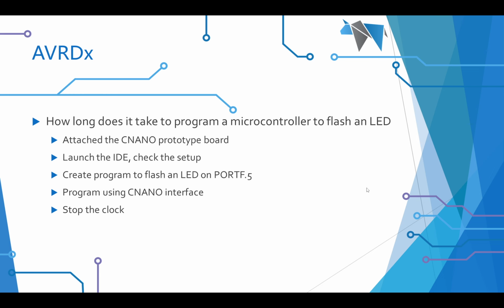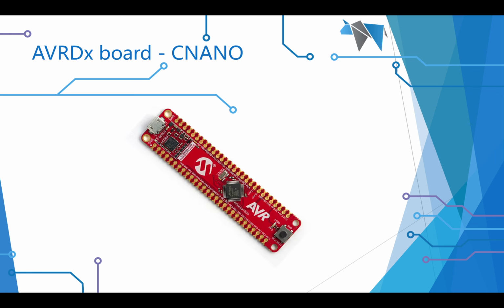So how long does it take to program a microcontroller? I've already attached it. I'm going to launch the IDE and check my setup. Then I'm going to create a program to flash an LED on port F.5, and that's written on the board. Then I'm going to program it using the CNANO interface, and I'm going to stop a clock because we're going to do it against a clock. I'm using one of these CNANO boards I got off eBay, very cheap. Let's get started. Let's start a clock.